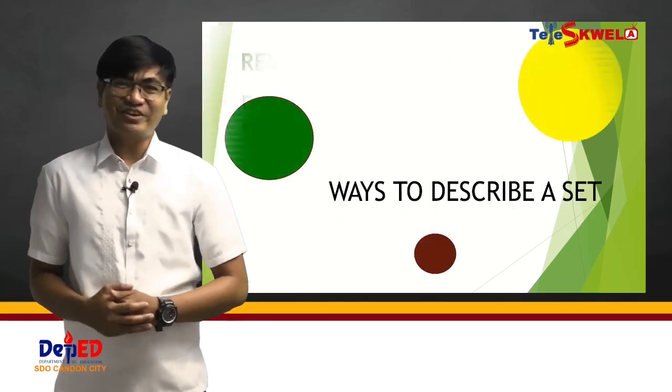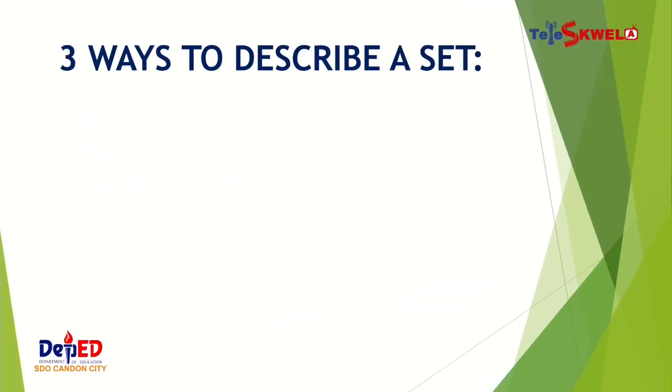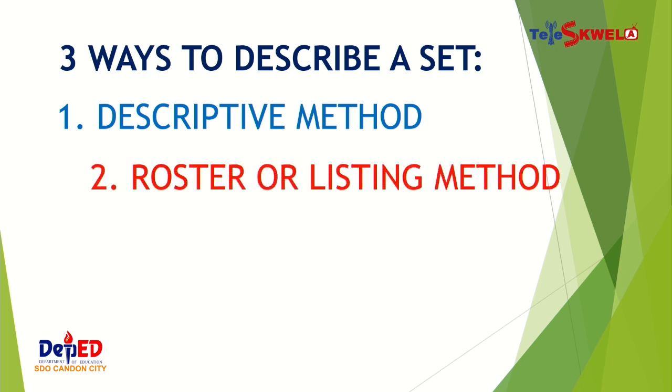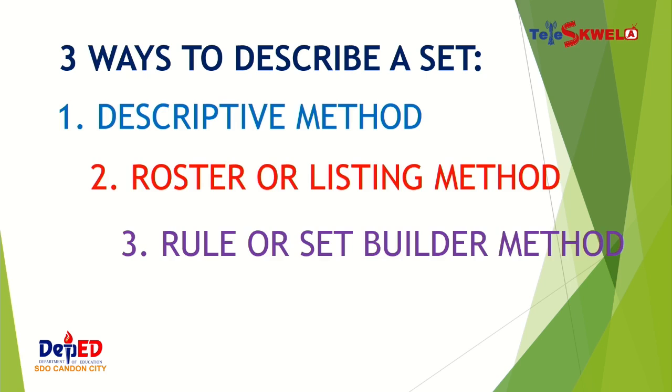Let us now discuss the ways to describe a set. There are 3 ways to describe a set. First, the descriptive method. Second, the roster or the listing method. And the third, the rule or the set builder method.